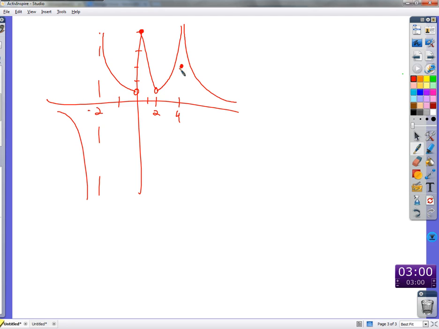Okay, so f of negative 2. So this is the function f. We want to know what is the value of the function at negative 2. And what is it? Nothing. Yeah, doesn't exist. So f of negative 2 is undefined.